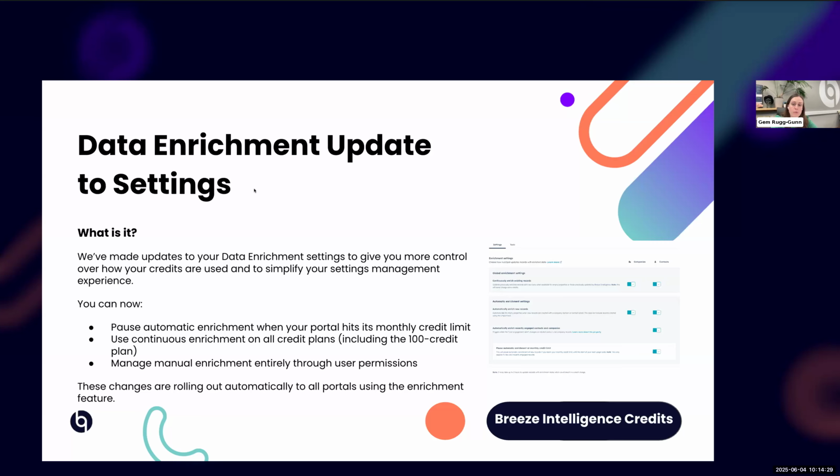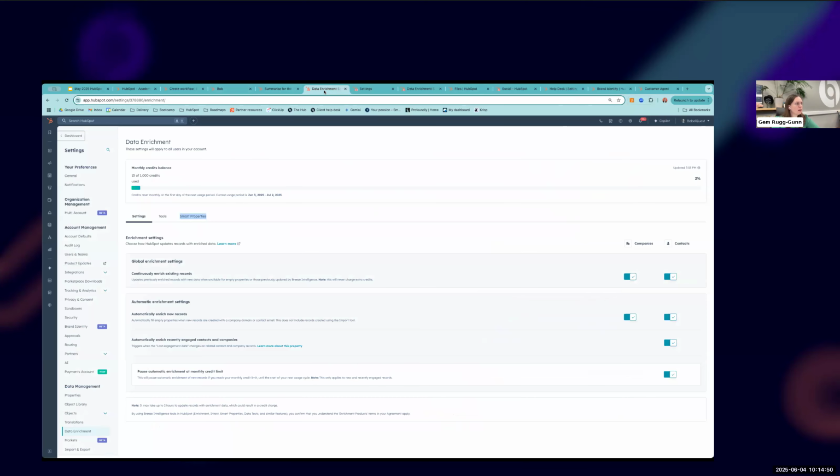They've now become HubSpot credits as of two days ago, and they've updated and improved the enrichment settings. Previously you could set up rules so that your enrichment would be running in the back end, but they've improved this slightly. So let me dive in. I have to go into our actual portal, but you can't see anything specific in there. In settings, the one I wanted to call out is this one: pause automatic enrichment at the monthly credit limit. This wasn't there before, and quite frankly, it was terrifying that it wasn't.